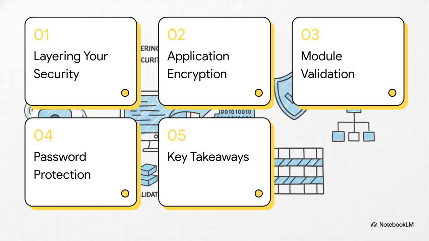So here's what we've got on tap. We'll kick things off with the big picture idea, layered security. Then we'll get hands-on and configure three key features. That's application encryption, module validation, and password protection. And, of course, we'll wrap it all up with the key takeaways. Sound good? Let's jump in.